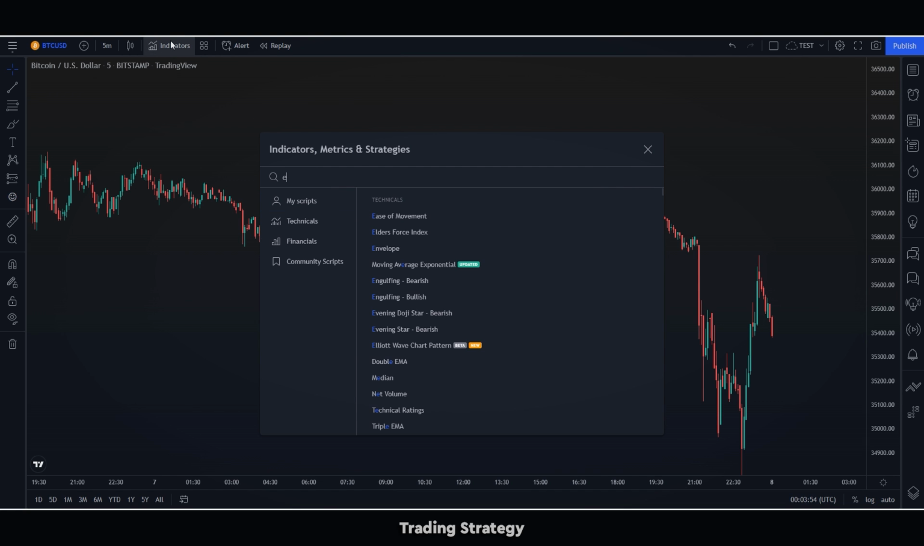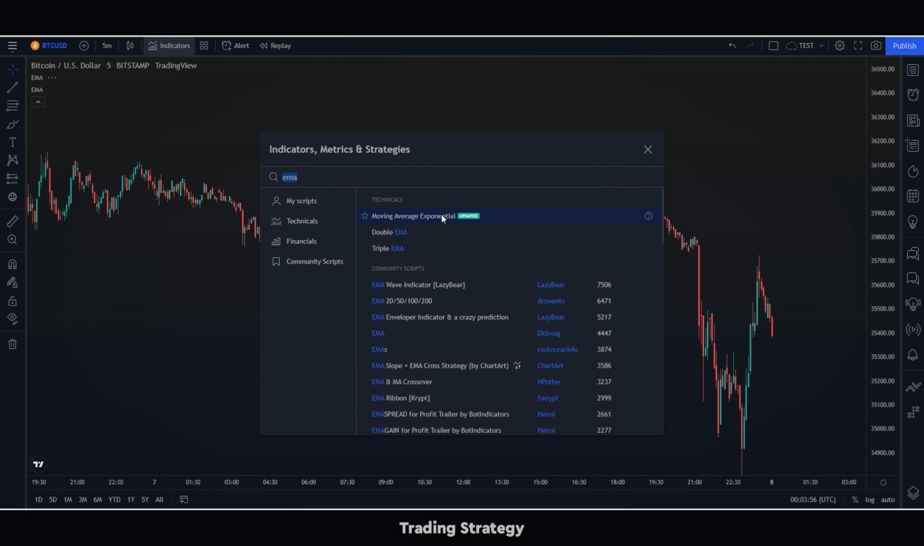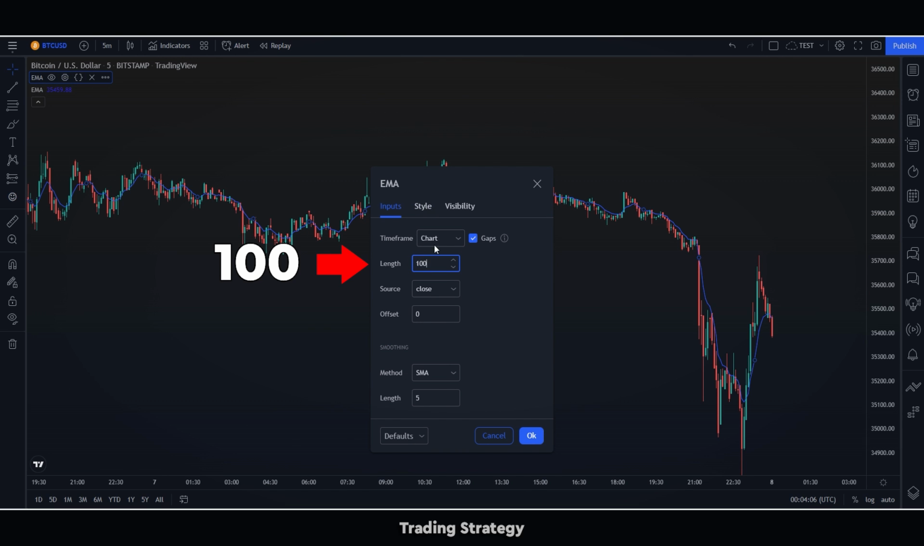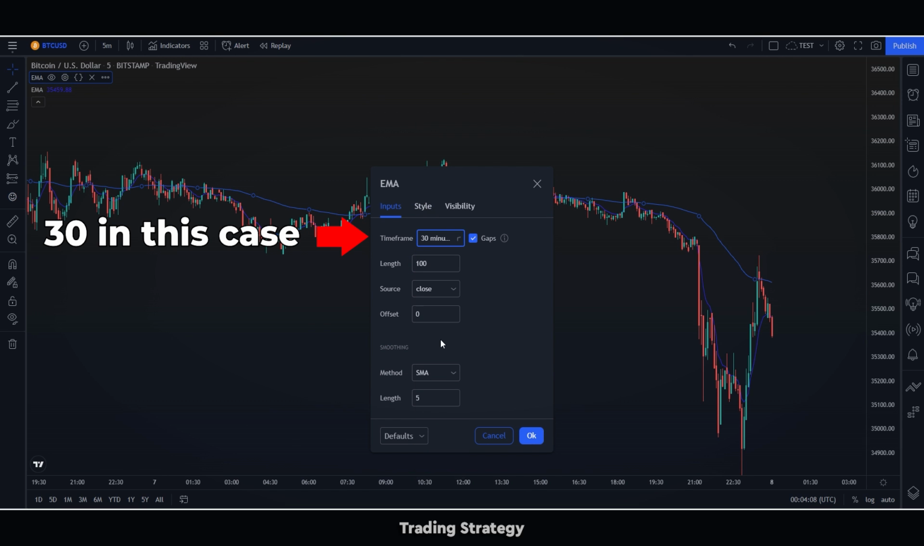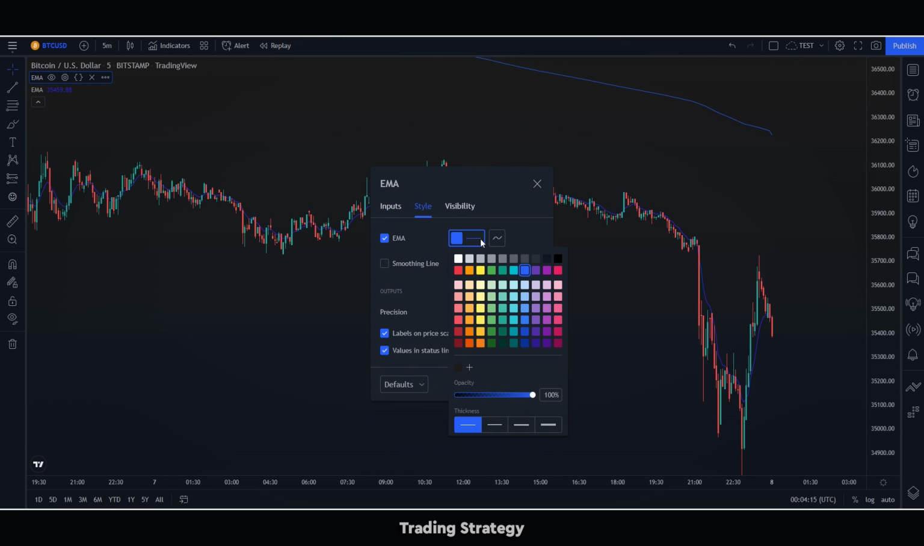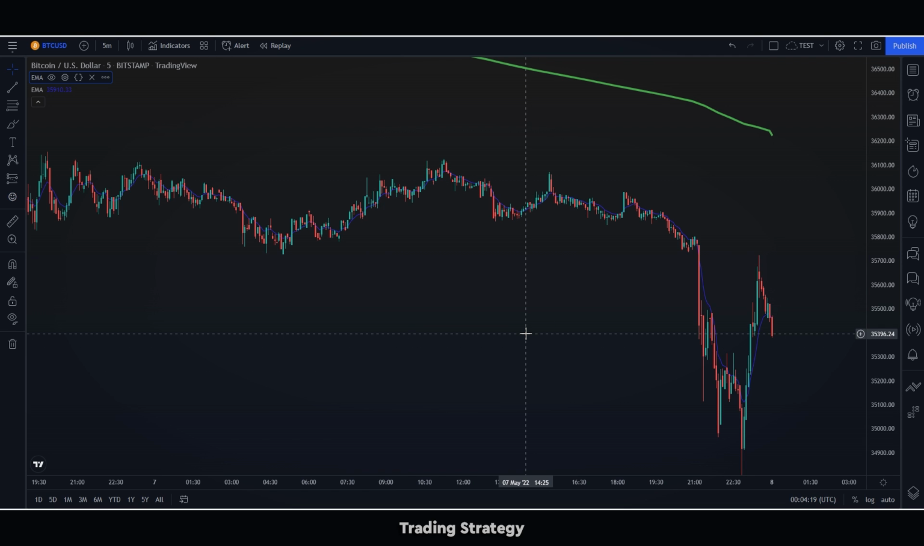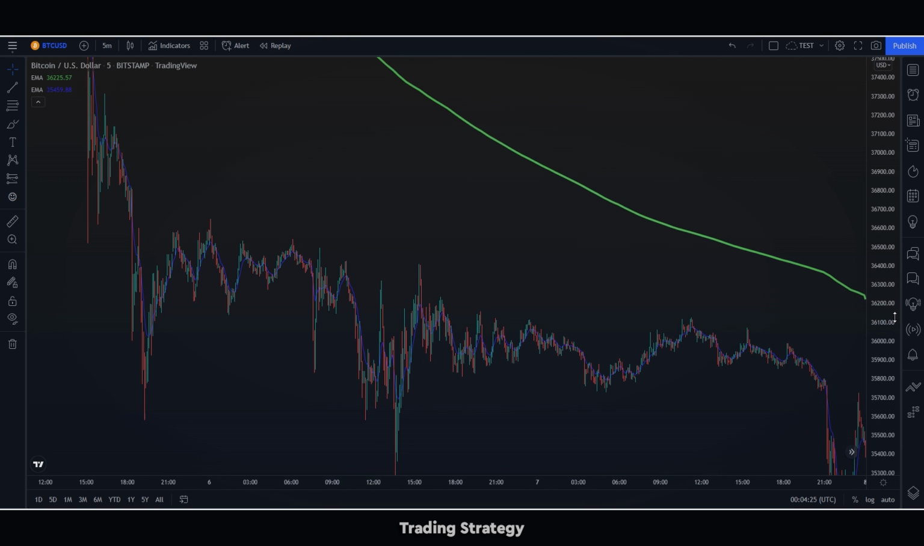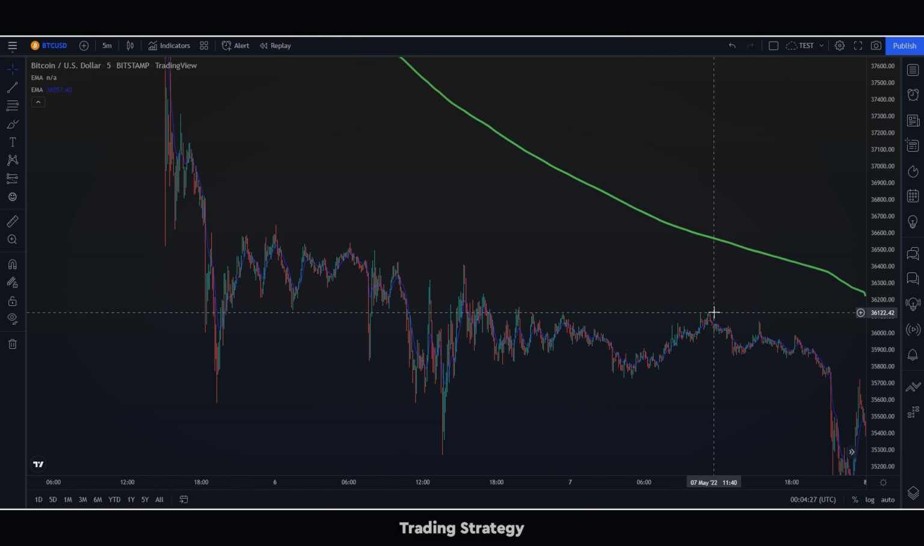First, we will select two EMAs. We will configure the first one with 100 periods, and in the type of graph we will put one greater than the one we operate. In this case, we will put 30 minutes, since we will operate in the 5-minute one. We will change the color to green and increase the thickness to the maximum. This EMA will serve as a filter. That is, if the price is above this EMA, we will only buy. If the price is below this EMA, we will only make sell trades.